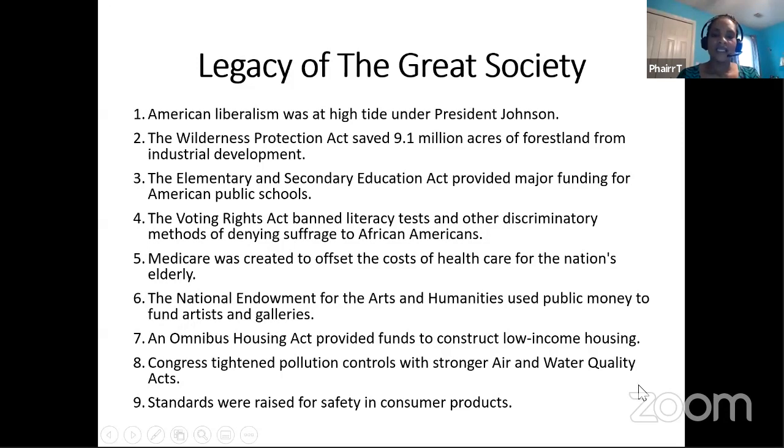This is basically saying that, yes, this had a huge impact. Despite a lot of the criticism it faced from the conservatives, they still did a very good job in addressing some of those issues that were not addressed necessarily with the New Deal.